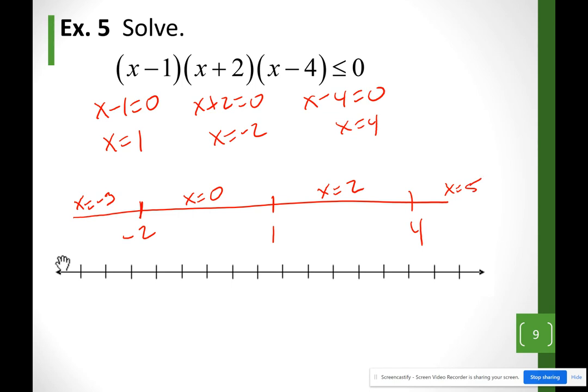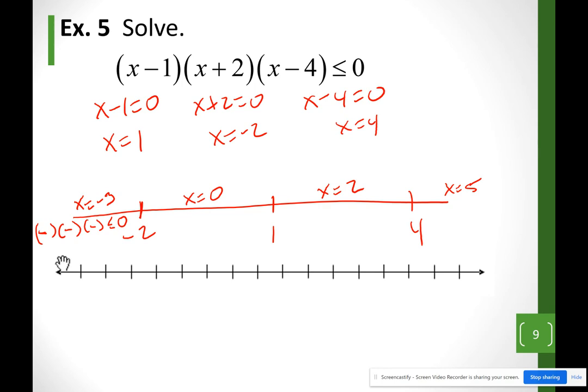Okay. So having that said, let's take a look at our parentheses. The first parentheses, I'm going to think of x equals -3. I'm going to work the first area. X equals -3. -3 minus 1, that's negative. Once again, I'm just interested in the sign. My second parentheses, -3 plus 2, that's also negative. -3 minus 4, that's also negative. And it says this is less than or equal to 0.